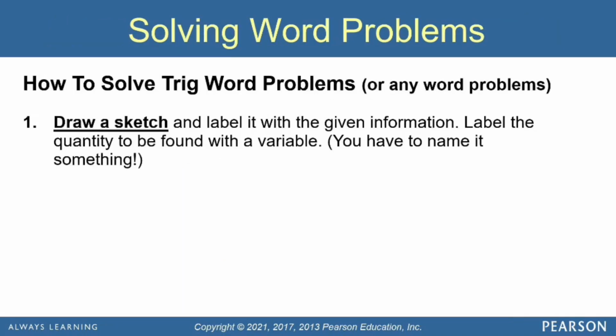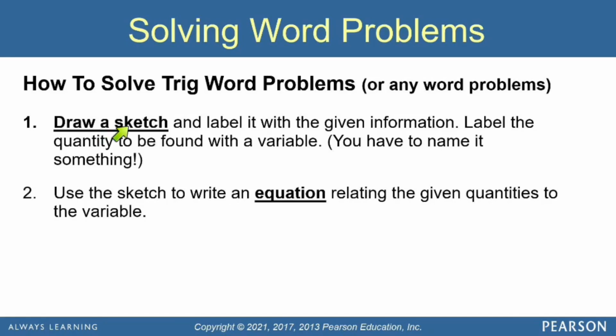Now, like I said, we are about to get into some word problems, so let's get just a general strategy here. So step one, whenever you're trying to solve a word problem in trigonometry or any other word problem, the first thing to do is draw a sketch and label it with the given information. And whatever quantity you're looking for, you need to label that with a variable. The thing you're looking for has to have a name. You can decide what to name it, but don't just leave it blank, because if you leave it blank, that makes it really hard for you to use it in an equation. And that's our next step.